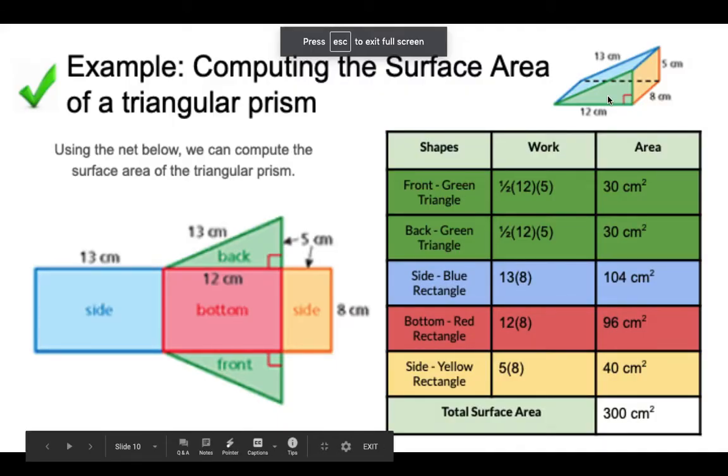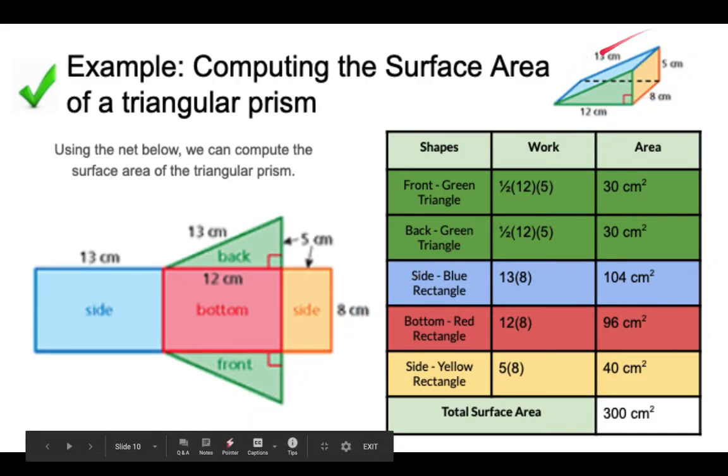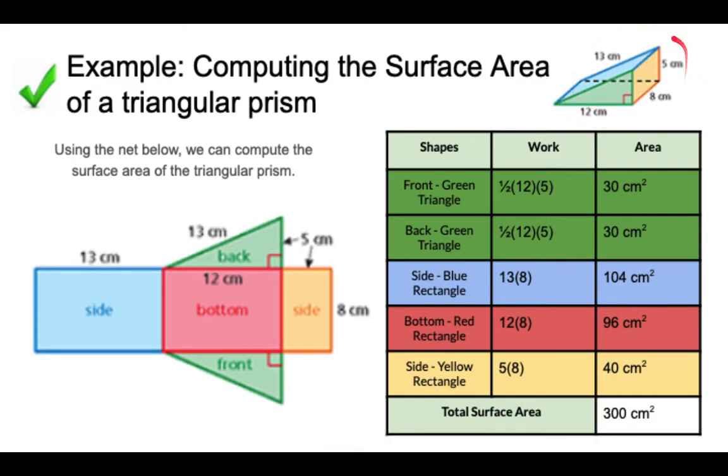Okay, computing the surface area of a triangular prism. So if you are given a net, you still have to be really careful not to miss any parts. When you're not given the net, it's really easy to forget one, because if you visually look over here, you cannot see the bottom at all. But if you're given the net, luckily, you'll be able to visually see it all.